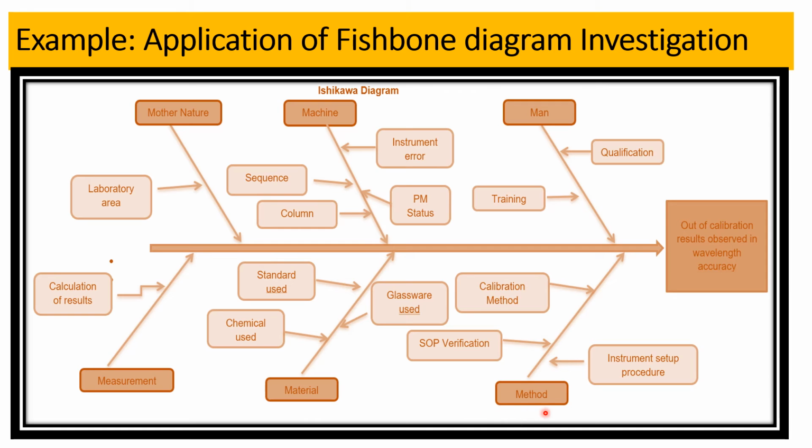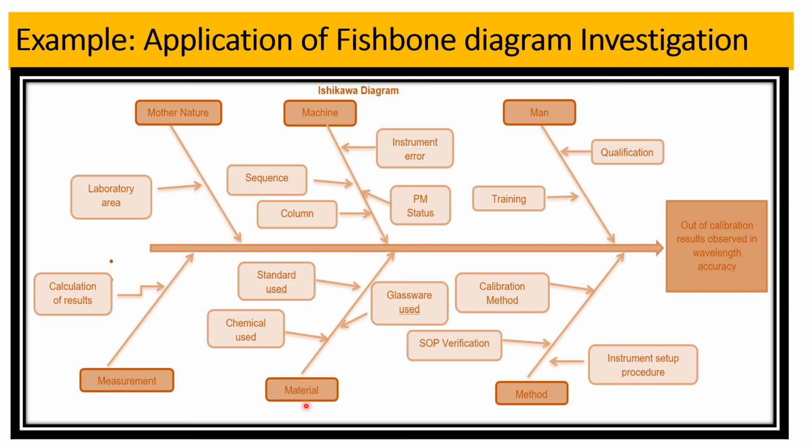Next we will discuss the method. First, the instrument setup procedure. Here you can check whether the analyst set up the instrument as per the internal procedure or not, or there may be a checklist to set up the instrument prior to starting the sequence. So you need to check that the instrument is set up as per the required procedure, right? Next is SOP verification. Here you can check whether the calibration activities were performed as per the correct SOP or not. Next is calibration method. Here you can check whether the calibration parameters are as per the SOP or not, right?